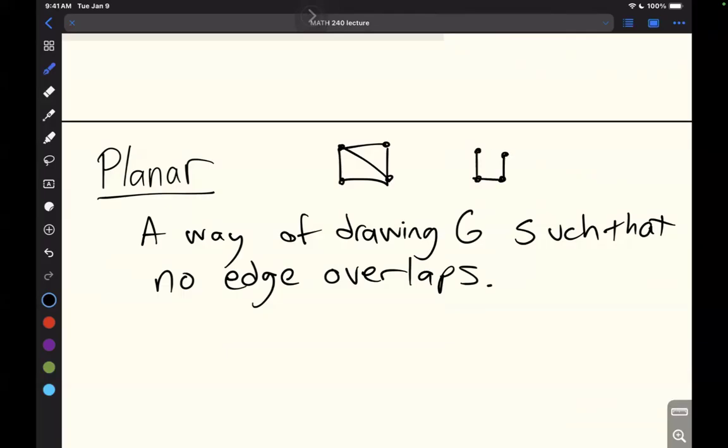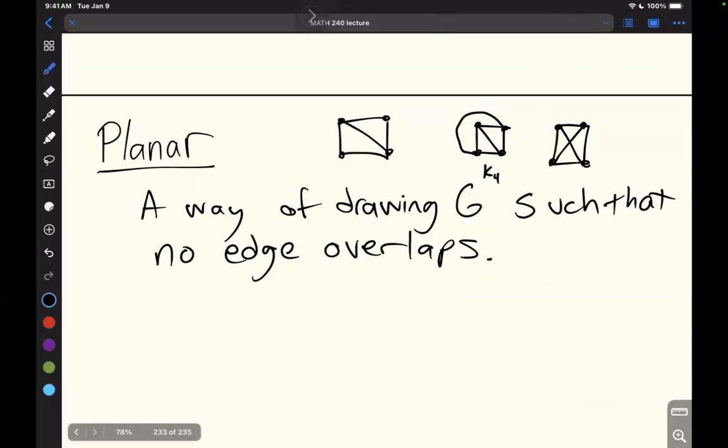Let's draw K4. This graph, K4, is planar. We could draw it in a way that is not planar, where those two edges cross in the middle, but there's a way of drawing it so that it is planar. So if such a way exists, we say that G is planar. If we cannot find a way of drawing G where the lines don't cross, then we say that G is not planar.